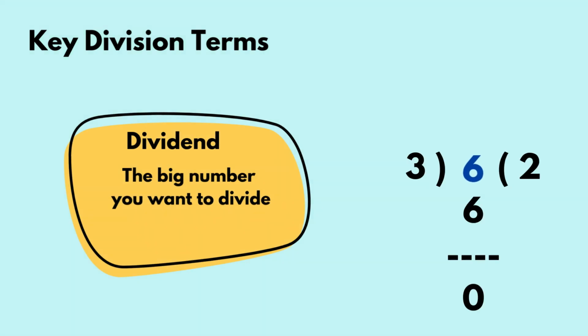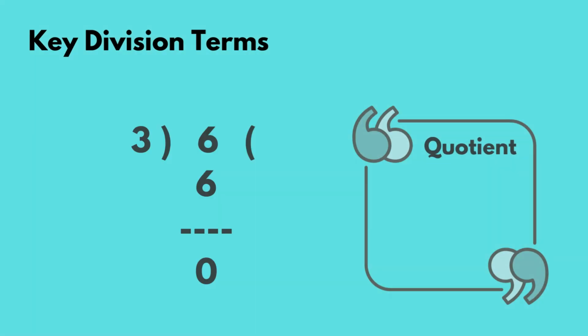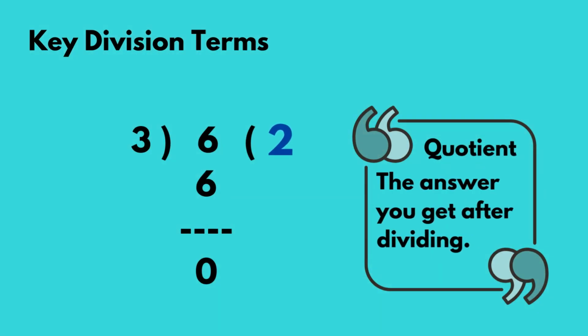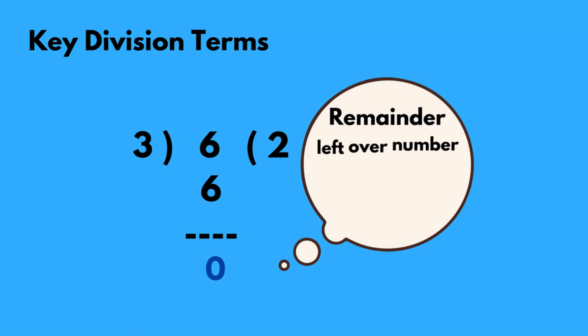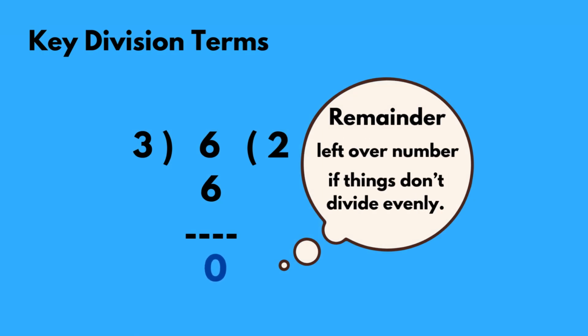Here 6 is the dividend. Coefficient: the answer you get after dividing. Here 2 is the coefficient. Remainder: the leftover number if things don't divide evenly. Here 0 is the remainder.